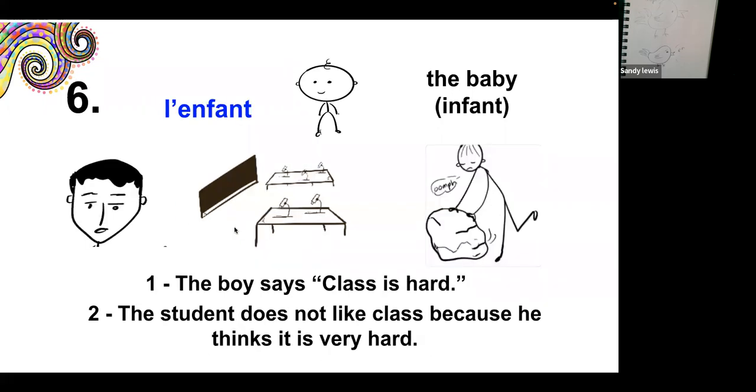Okay, 6, the enfant. Oh no, I'm going to change this because I made it into the boy, or it could be a girl. So the boy says class is hard. I love this. Ugh, hard. I'm giving that picture too. The boy says class is hard. The student does not like class because he thinks it is very hard. Okay, or the girl. So I'm just going to change that before I send it off to Marie. So again, any level you want, and you can use this like another, it's hard to work on the farm. Okay, you can use it any way, how you want.